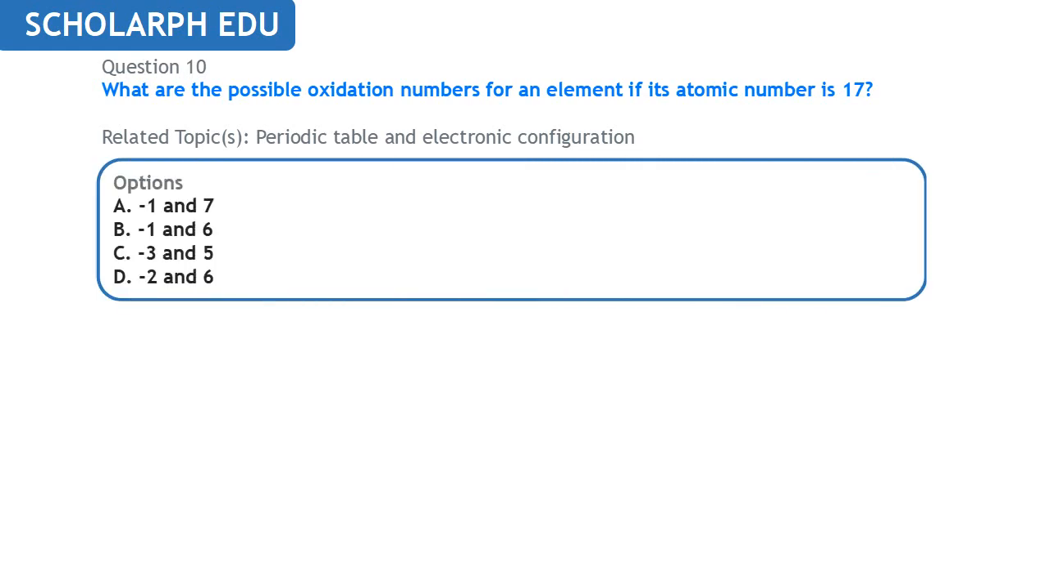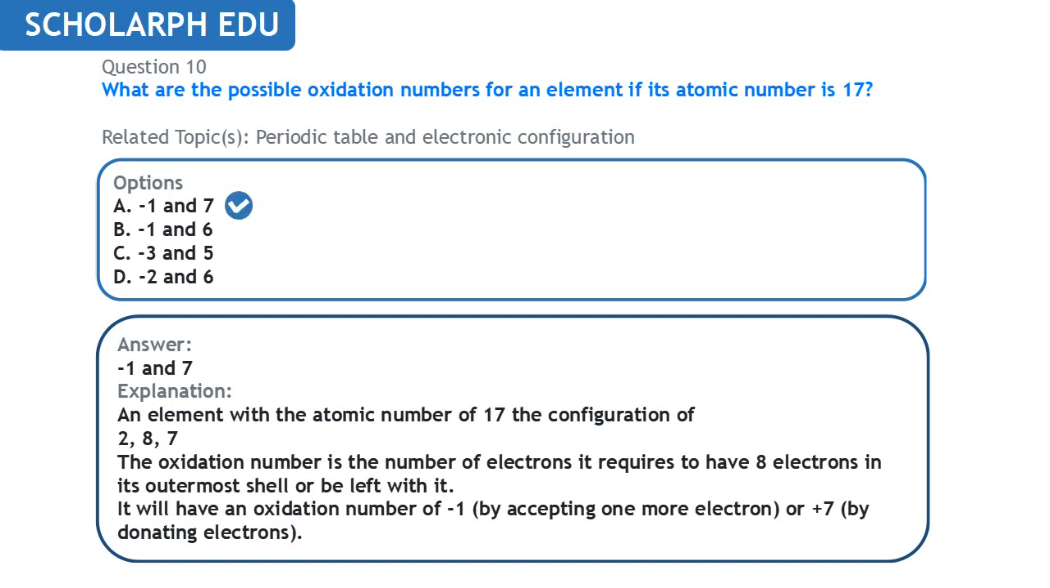Next question: what are the possible oxidation numbers for an element if its atomic number is 17? To determine that, we need to write the KLM configuration of the element. For this element with an atomic number of 17, the KLM configuration is 2, 8, 7. Now this element has 7 electrons in its outermost shell. For it to attain an octet structure, meaning 8 electrons in its outermost shell, it can either donate these 7 electrons, so that the shell below has 8, or accept one more electron so that this becomes 8.